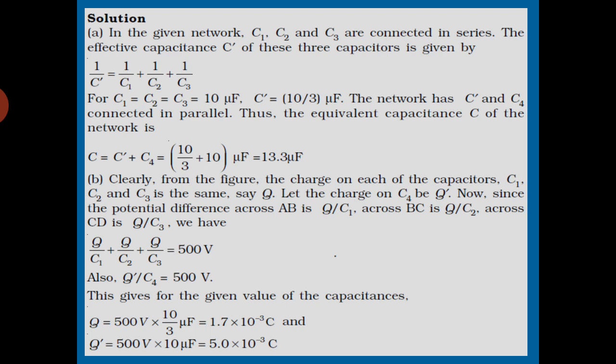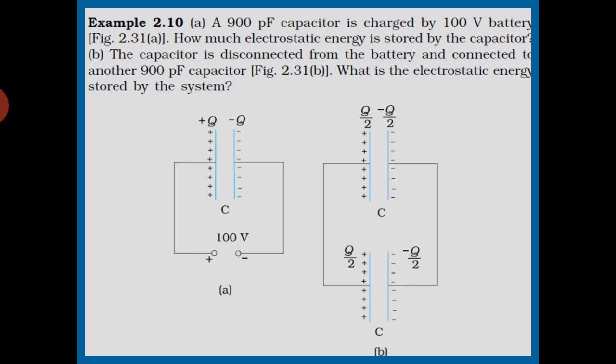Calculation steps you have to do in your copy. Now come to the next question. It is again NCERT example 2.10. A part. A 900 picofarad capacitor is charged by a 100 volt battery as shown in the figure. How much electrostatic energy is stored by the capacitor?